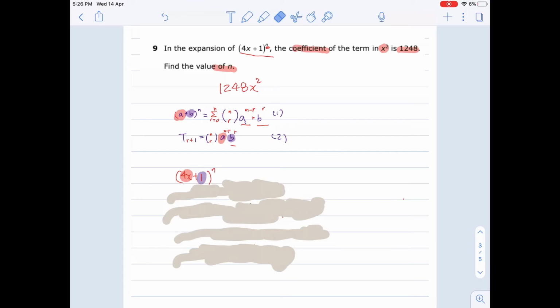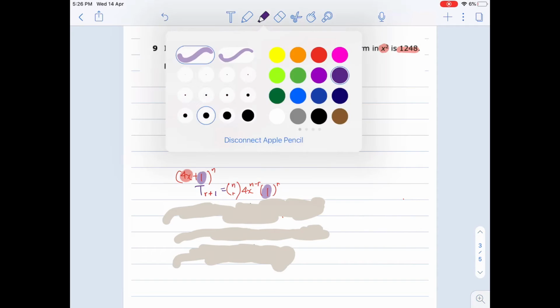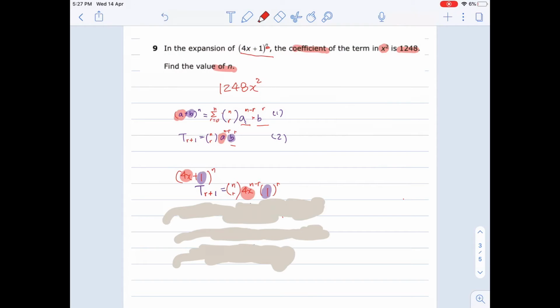So plugging into equation 2, this is what we got. 1 is b and a is 4x. Yes? And then we just need to expand the expression on the right hand side. So this is what we got. 1248 times x squared will be on the left hand side. It replaces t sub r plus 1.